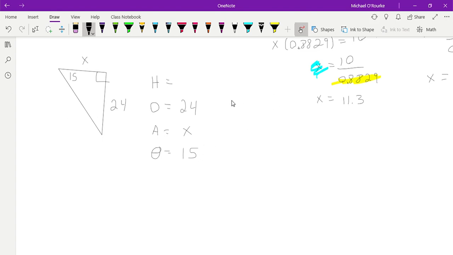Good. So now, what am I using? SOH CAH TOA? I have an O and an A. TOA. Very good, TOA. So tan theta equals O over A. Now let's plug in everything we know here.